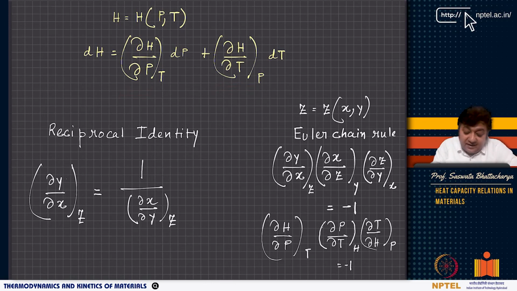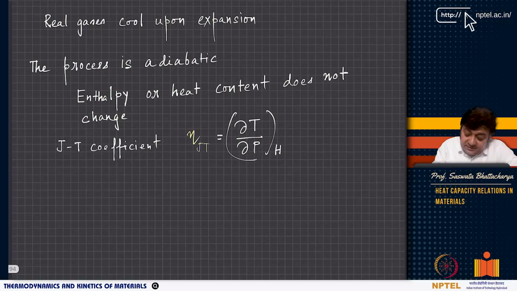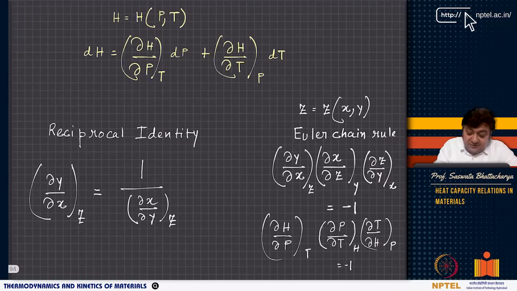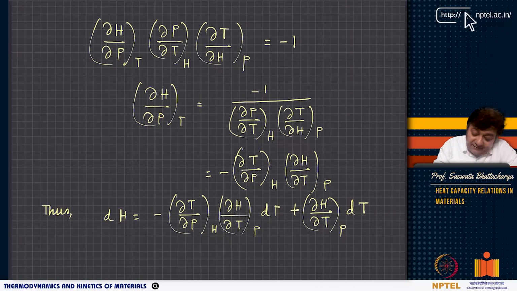As you can see here, I have taken H as a function of P and T, like z as a function of x and y. Then I use del H del P at constant T, del P del T at constant H, del T del H at constant P, and this becomes minus 1. If you see here, you have del T del P at constant H, and what is your eta JT? It is del T del P at constant H. So we can also use the reciprocal identity, and we can write del H del P at constant T equals minus del T del P at constant H times del H del T at constant P. So dH equals minus del T del P at constant H, right?